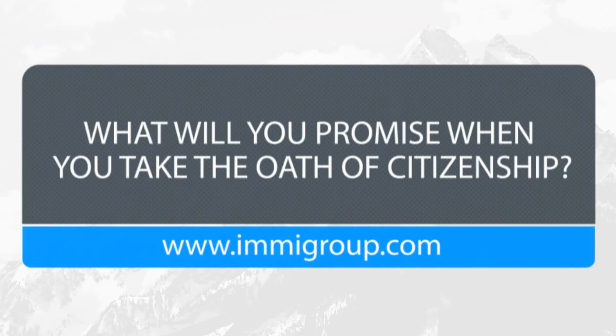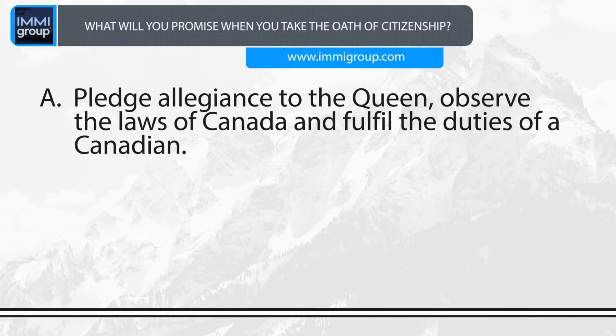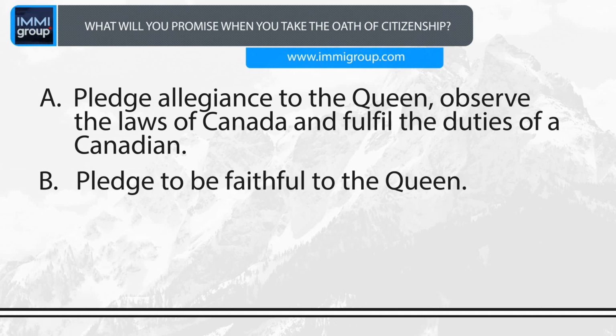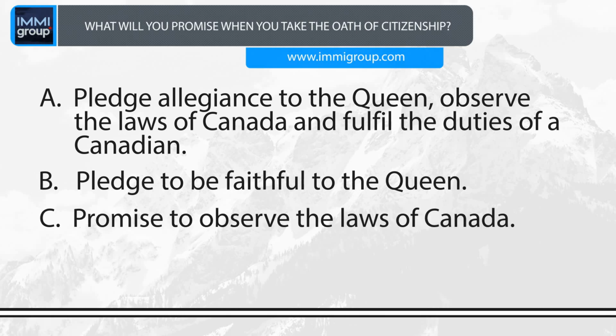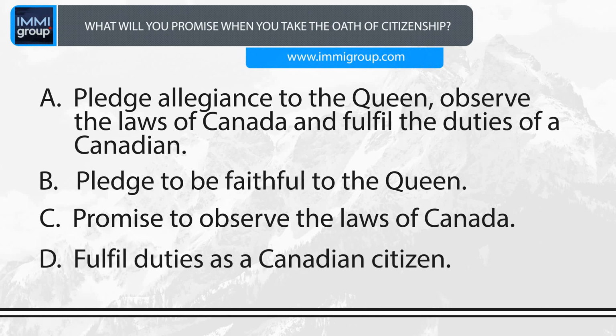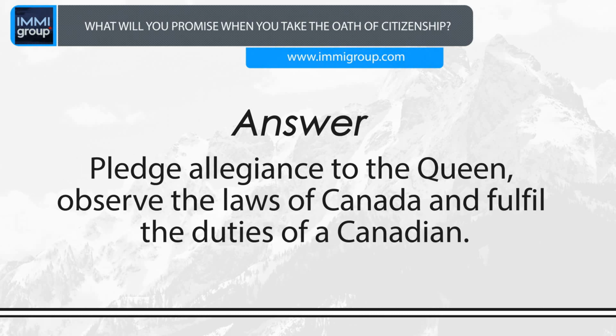What will you promise when you take the oath of citizenship? A. Pledge allegiance to the Queen, observe the laws of Canada and fulfill the duties of a Canadian. B. Pledge to be faithful to the Queen. C. Promise to observe the laws of Canada. D. Fulfill duties as a Canadian citizen. Answer: Pledge allegiance to the Queen, observe the laws of Canada, and fulfill the duties of a Canadian.